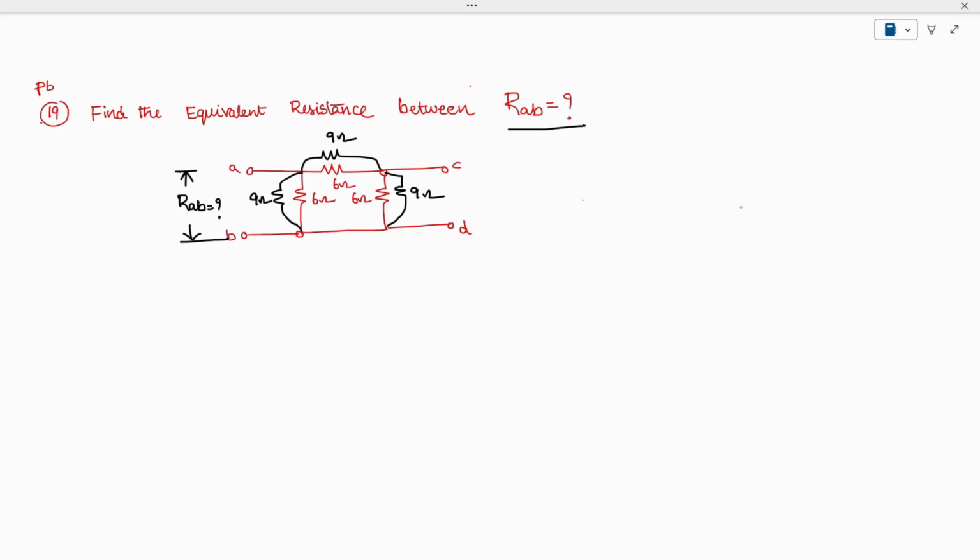Today we are going to solve this problem number 19. Find the equivalent resistance across the terminals A and B.